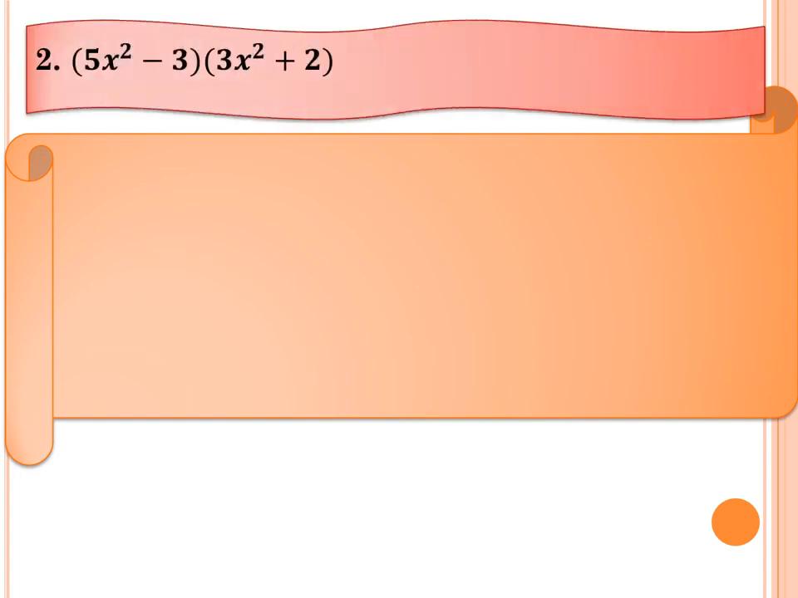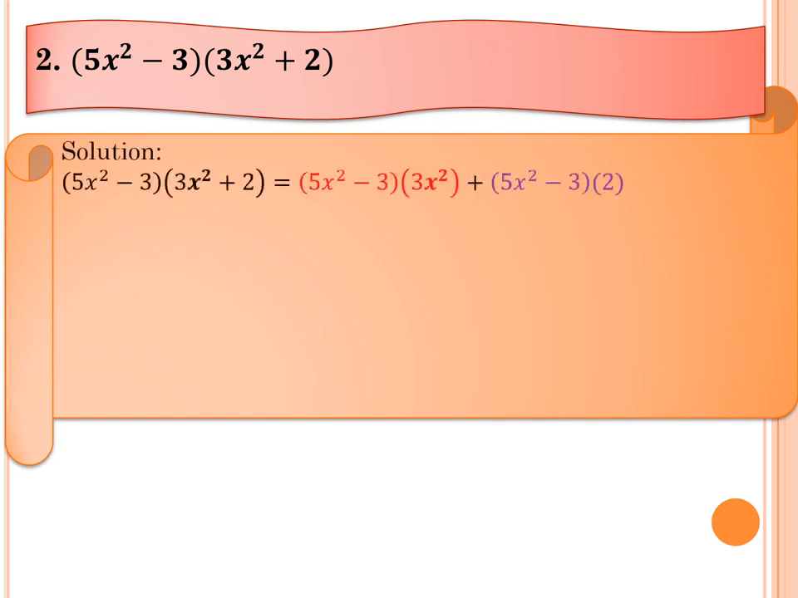Okay, for our example number 2, given this expression, to solve this one, we're going to distribute the first expression in the first parenthesis to each of the terms of the second parenthesis. So we will have 5x squared minus 3 times 3x squared. That's the one in red. Then for the second term, we will have 5x squared minus 3 times 2, which is color purple.